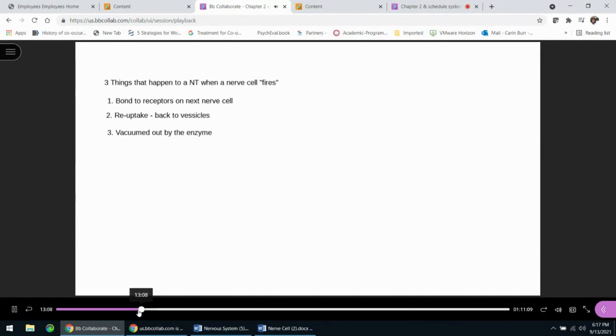The four things that can interfere with the movement of neurotransmitters when psychoactive substances, we're going to call PS, when psychoactive substances are present.